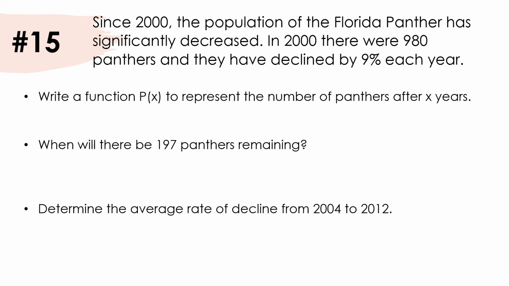All right, for number 15, it says, since 2000, the population of the Florida panther has significantly decreased. In 2000, there were 980 panthers, and they have declined by 9% each year. Write the function p of x to represent the number of panthers after x years. Remember that our function should be in the form f of x equals a times b to the x, where a is the y-intercept or the initial value, and b is the multiplier or the base. So here it tells us to use p of x, so I'm going to make sure I use p of x. A is how many panthers we started with, which is 980.